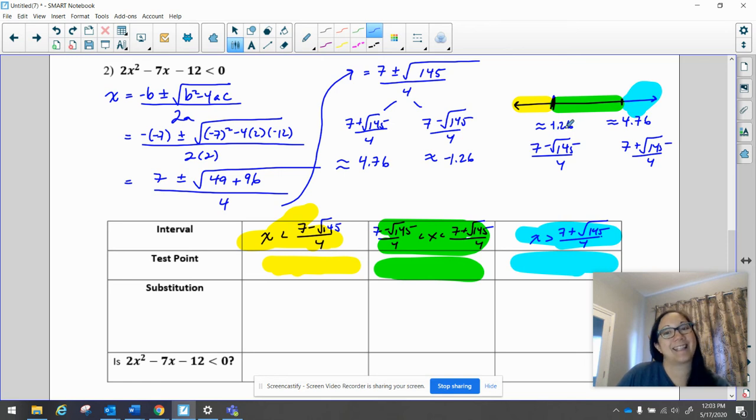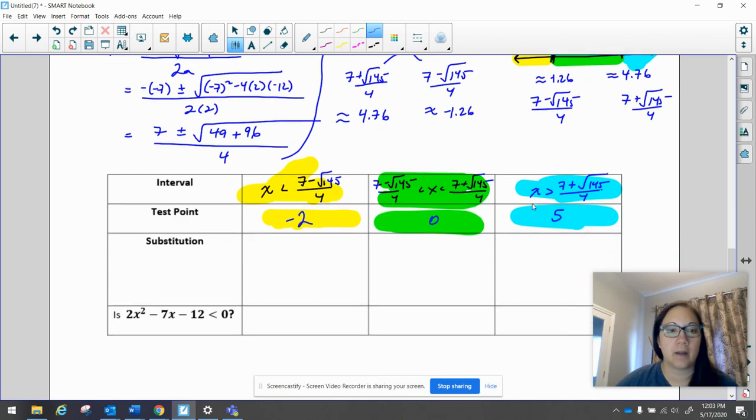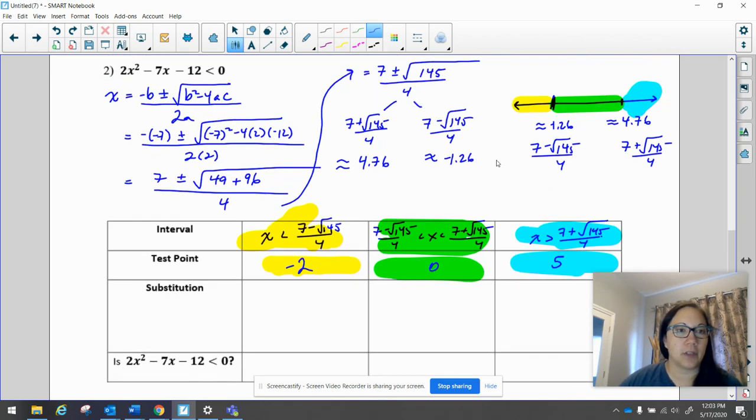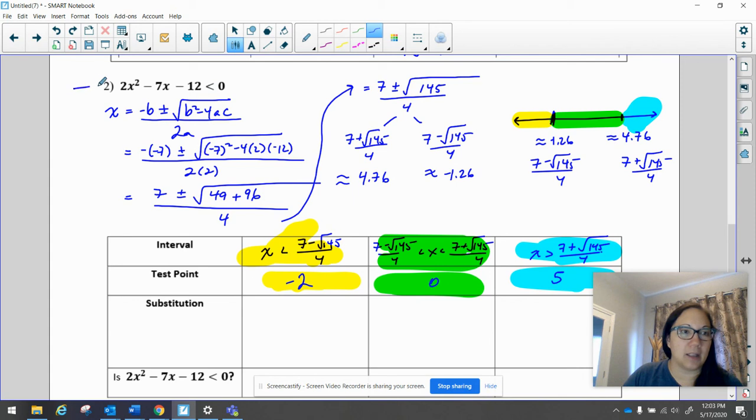So something that's less than negative 1.26 would be negative 2. Whoops, I wrote that in the wrong spot. It would be negative 2. For the middle region, I could choose a test point of 0, which is nice. And for the upper region, I have to choose something bigger than 4.76, so I'm going to choose 5. Those are going to be my substitutions, and I'm putting those back into this original inequality, just trying to see if I get a true or false value.